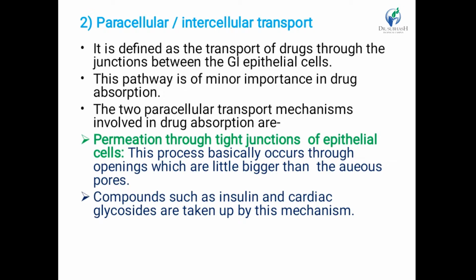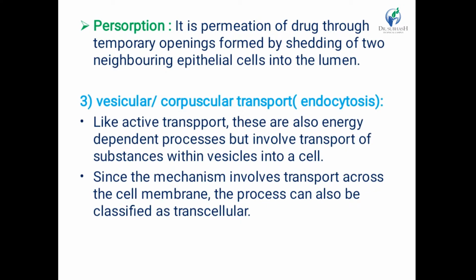We have tight junctions between epithelial cells. Therefore, the space between the epithelial cell junctions will be much smaller. So compounds like insulin and cardiac glycosides can be transported through these pores. Therefore, this mechanism is of minor importance. Second is persorption. It is the permeation of drug through temporary openings formed by shedding of two neighboring epithelial cells into the lumen. And third and last is vesicular or corpuscular transport, which means endocytosis.